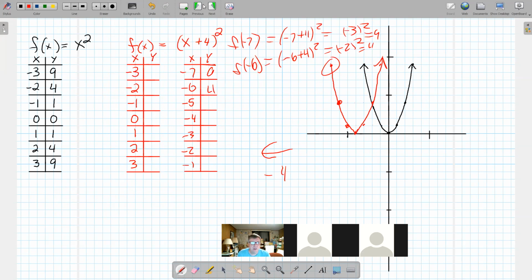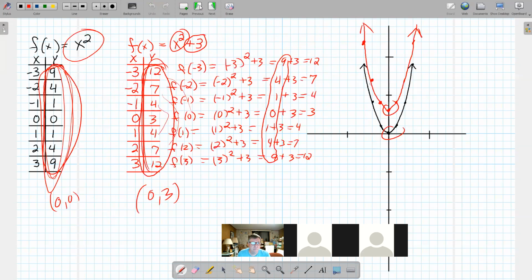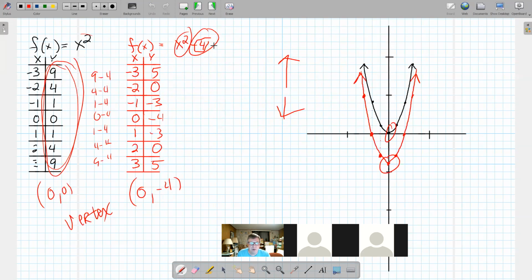All right, so let's review. When you've got f of x equals x squared, it looks like the black graph here, it opens up. The vertex is at 0, 0. The axis of symmetry goes right through it at x equals 0. If you've got f of x equals x squared plus 3, it shifts everything up 3 units, and the vertex is now at 0, 3. If we have f of x equals x squared minus 4, it shifts everything down 4 units, and the vertex now is at 0, -4.